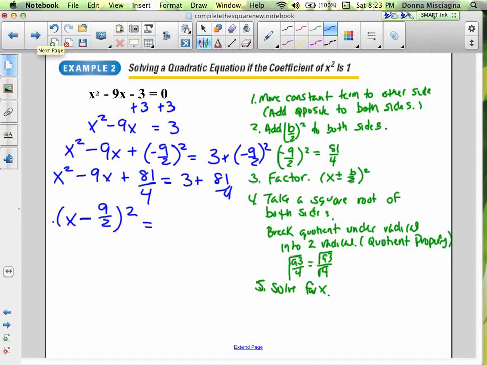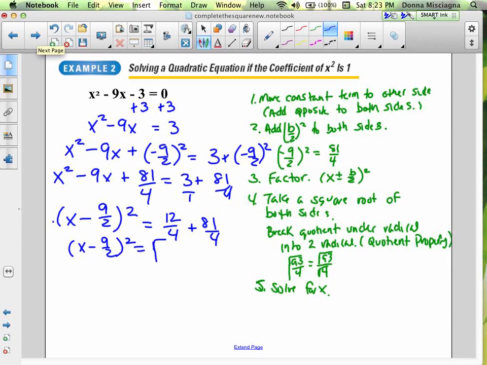All right, so if I want this denominator to be 4, that means I'm going to have to multiply the numerator by 4. Right, because it was 3 over 1. So 1 times 4 is 4, and 3 times 4 is 12. So 12 fourths is the same as 3. Now I can add those together. So I have x minus 9 halves all squared equals 93 fourths.